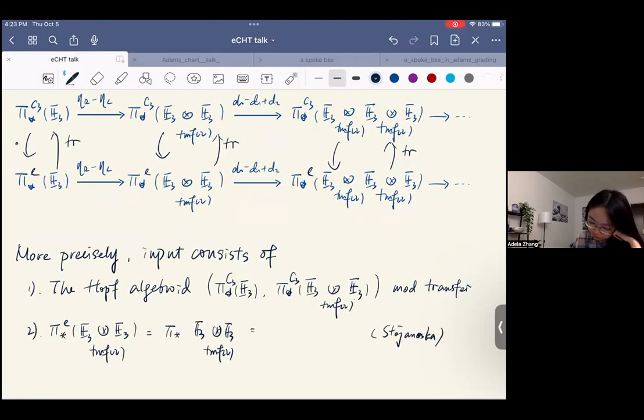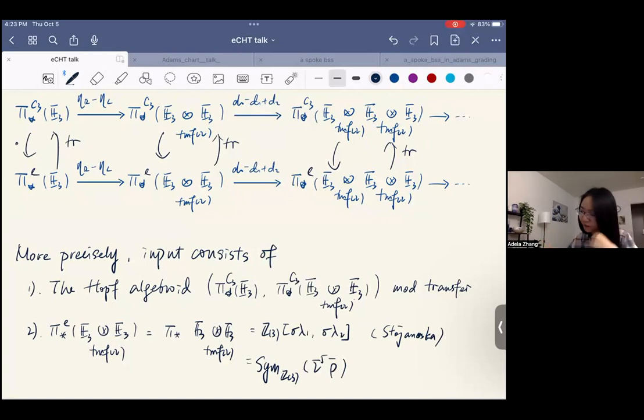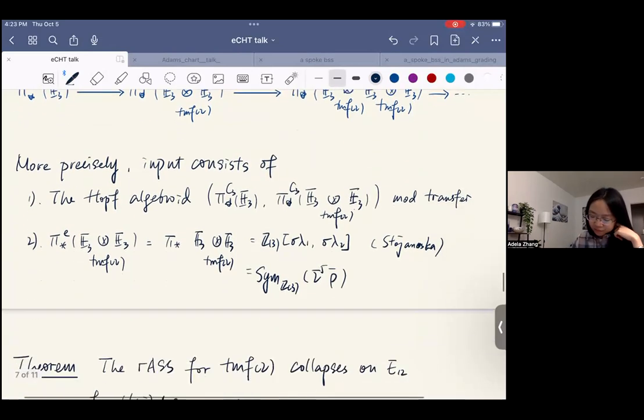Stojanovska shows that this homotopy group here is F3 adjoining polynomial generators sigma lambda 1 and sigma lambda 2. And equivariantly, this is sign over C3 on rho bar in degree 5. Okay. So this is all we need. And so both of these can be considered as algebraic information. And the theorem is the following.